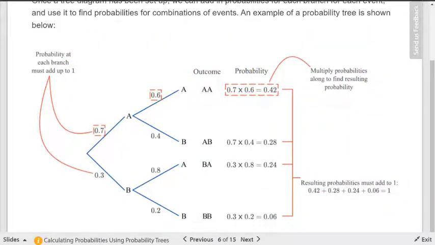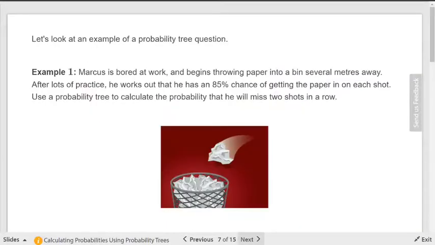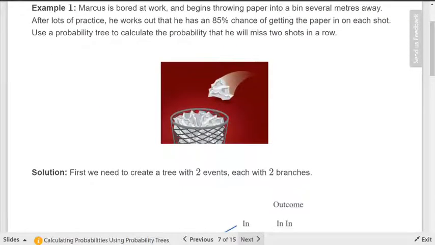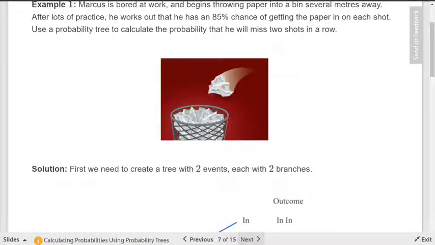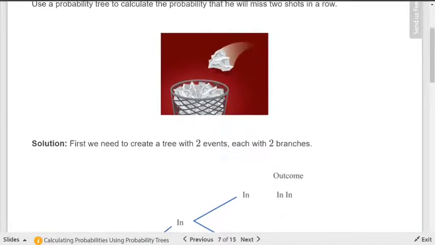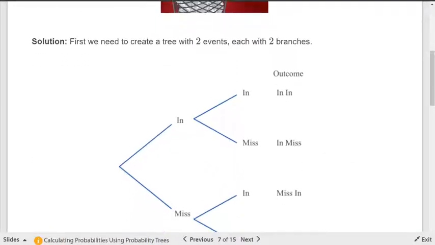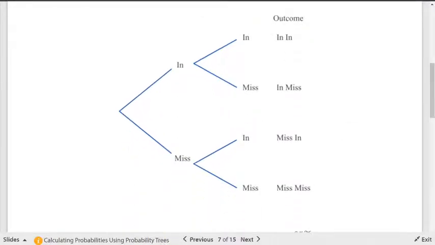Okay. So they're not bad. And, of course, most of you have had some experience with them. So Marcus is bored at work and begins throwing paper into a bin several meters away. After lots of practice, he works out that he has an 85% chance of getting the paper in each slot. Use a probability tree to calculate the probability that he will miss 2 shots in a row. So, here we go. Here's our tree. We have our start, which they didn't write, which I like to write. Okay? And this is the first shot, right? And he can either get it in the basket or what? He can miss it. So it either goes in or out, or missed, right? Those are your two possibilities. So that's why it's two branches.